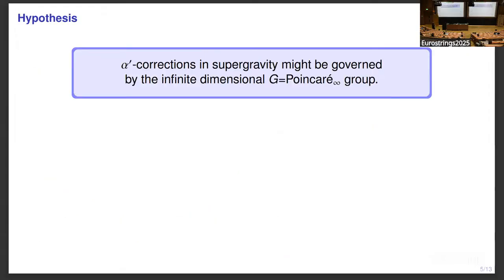So this brings me now to my proposal, actually. So I want to propose to you that higher derivative corrections, and in particular alpha prime corrections in supergravity, might be governed by some infinite dimensional symmetry group, which I now just call G Poincare infinity. And what I want to do for the rest of this talk is I want to show you what this group is and how it works.